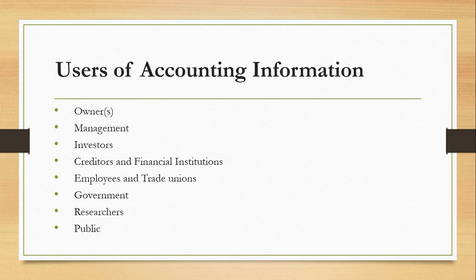Then employees, they are more worried about the money related well-being of the association and profitability of the business to decide their employment stability, the likelihood of future compensation, retirement benefits and business openings, etc. That is why they are interested in the accounting information.